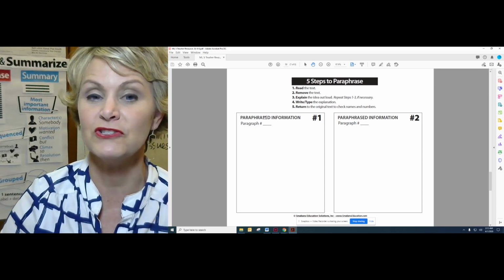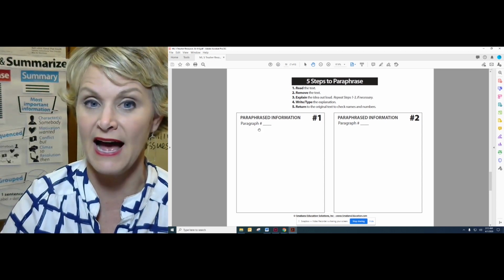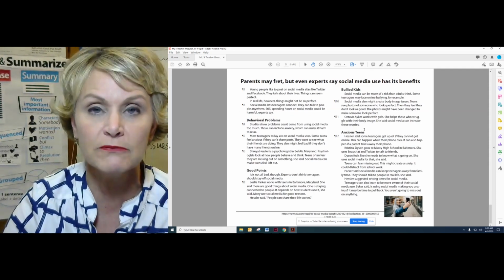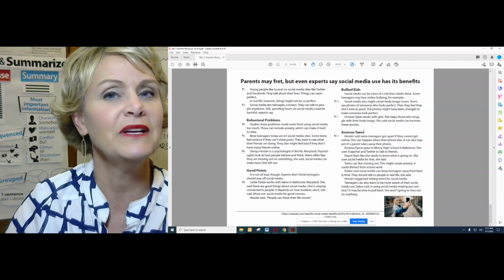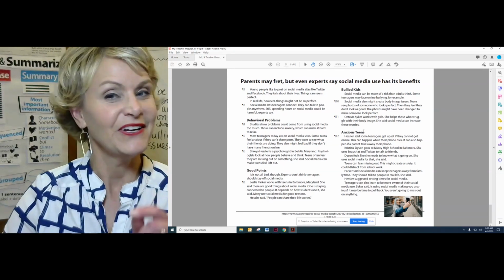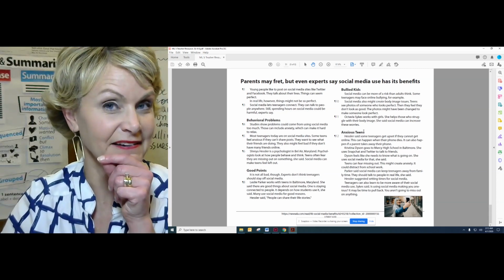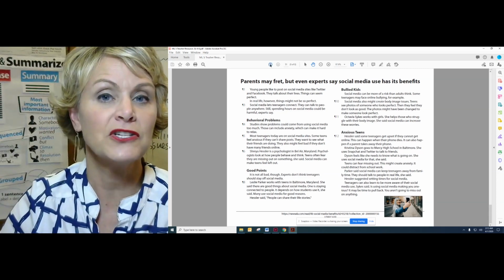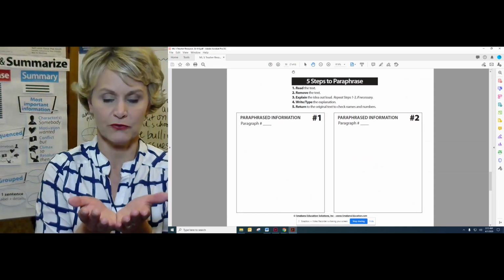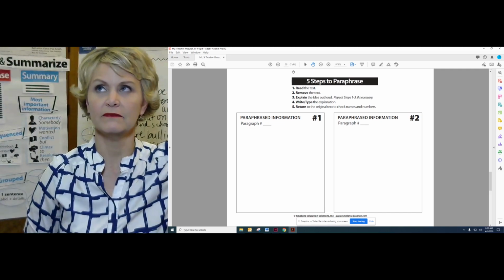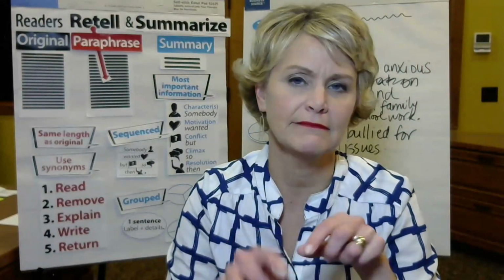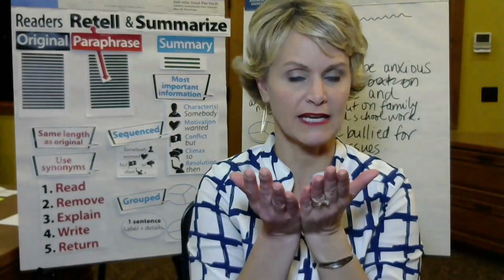I want you to choose a paragraph, 2 different paragraphs from the same social media article. But you didn't paraphrase this article before. No, we've only been working on summarizing it. So I want you to choose 2 different paragraphs, and I want you to read them, remove it, say it, write it, or type it, and then check it.